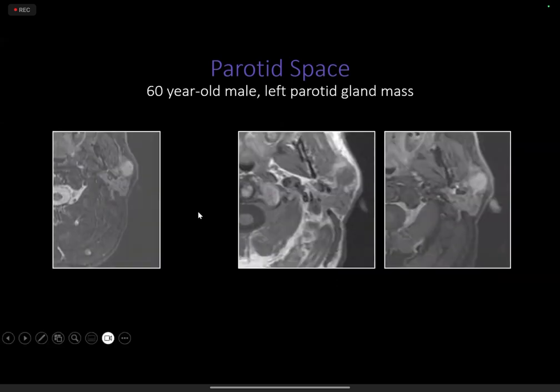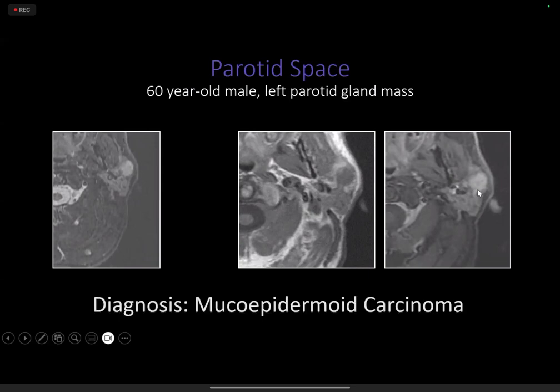Here's another patient with a left parotid mass, and you can see that there is a high T2 signal lesion within the superficial left lobe of the parotid gland. We have pre- and post-contrast images. You can see enhancement of this lesion, a little bit of spiculation posteriorly right over here, and this turned out to be another mucoepidermoid carcinoma.